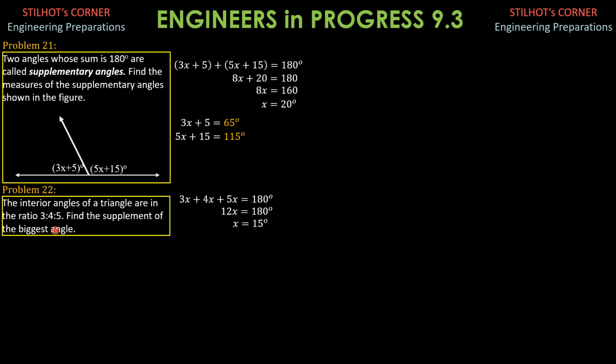The supplement of the biggest angle is 180 degrees minus the biggest angle. The biggest angle is 5 times 15, and that is 75 degrees. Therefore, the supplement of 75 degrees is 180 degrees minus 75 degrees, and that is 105 degrees.